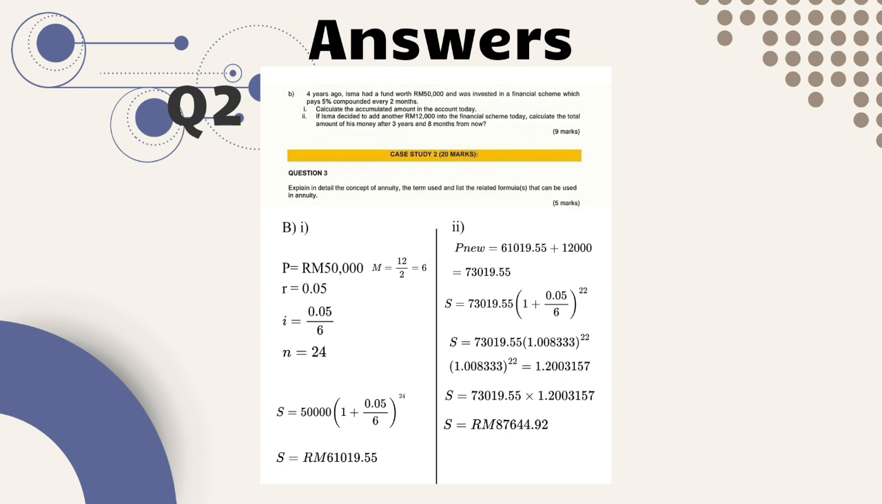To find the total number of compounding periods, we calculate the total months. 3 years times 12 months is 36 months, plus an extra 8 months, giving us 44 months in total. Since interest compounds every 2 months, we divide 44 by 2, which gives us 22 compounding periods, n equals 22. Now, we substitute our new value back into the compound interest formula, breaking it down step by step.